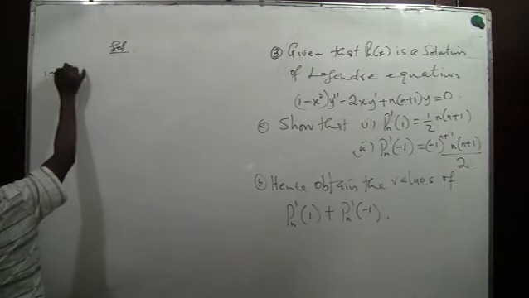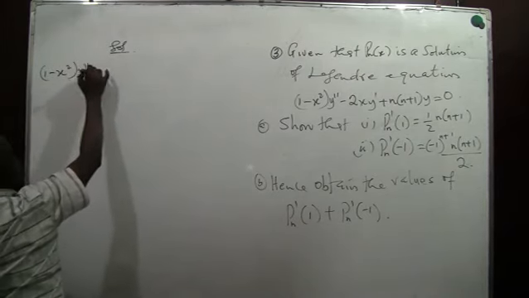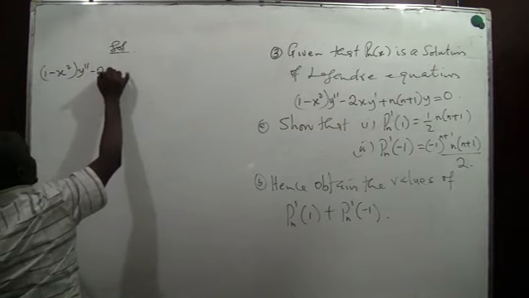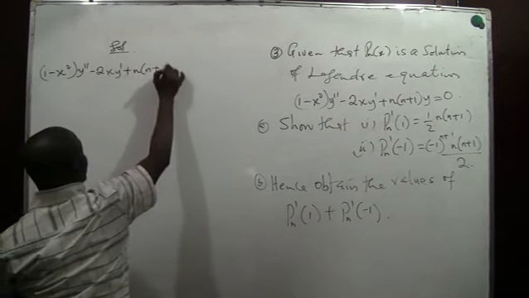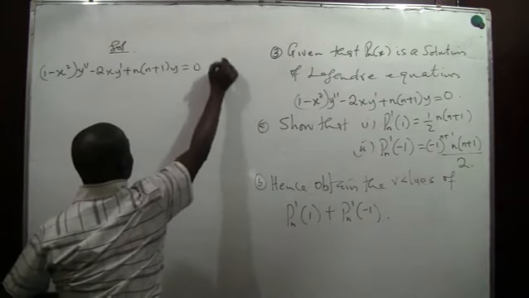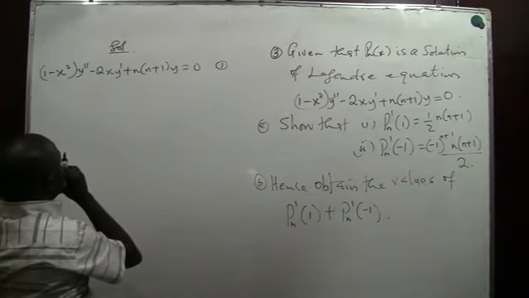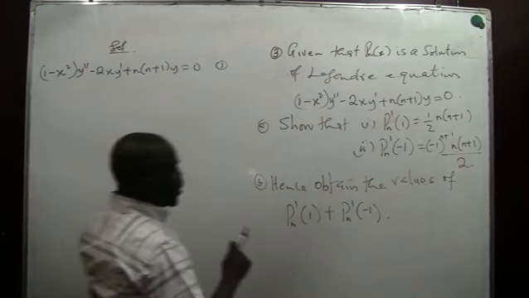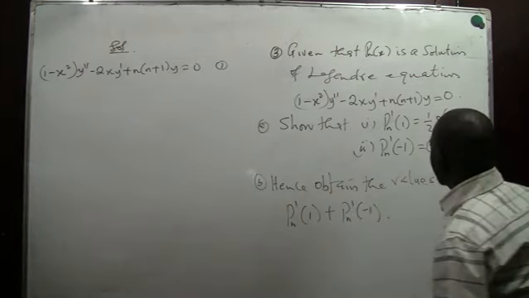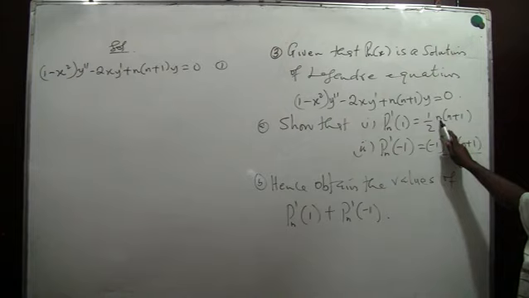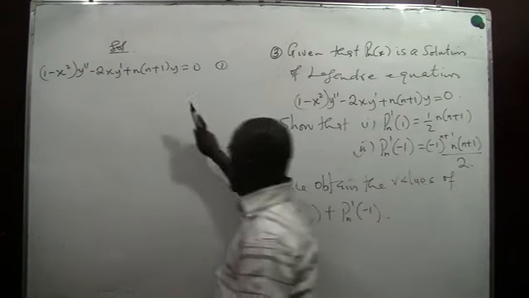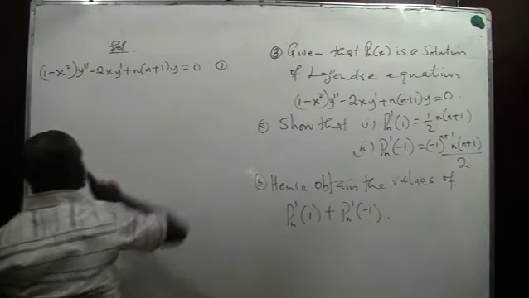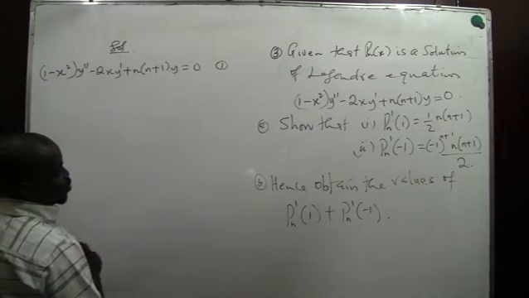(1 − x²)y'' − 2xy' + n(n + 1)y = 0. Call that equation 1. I started with this because the solution contains n(n + 1), so it will be better for us to use the Legendre equation directly. Let's see what is going to happen.